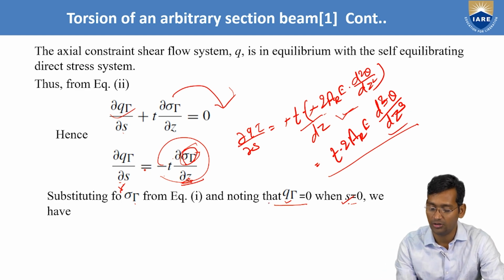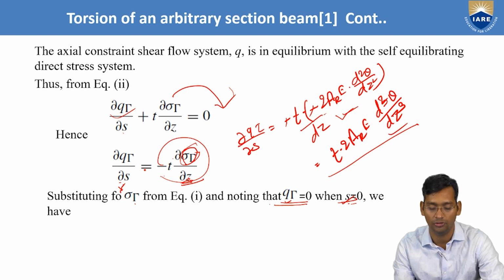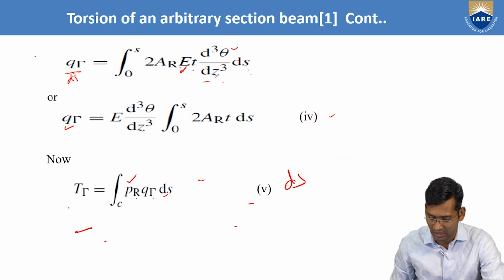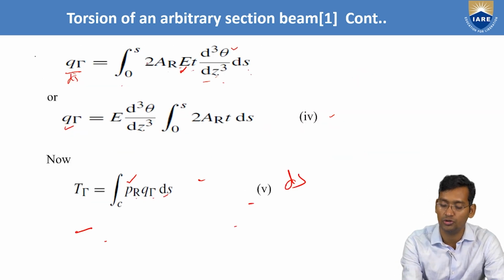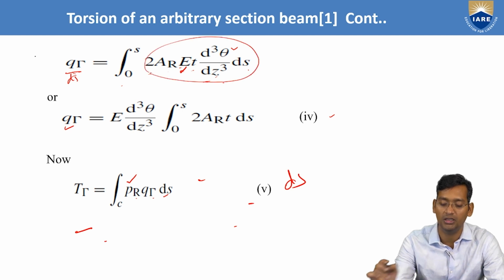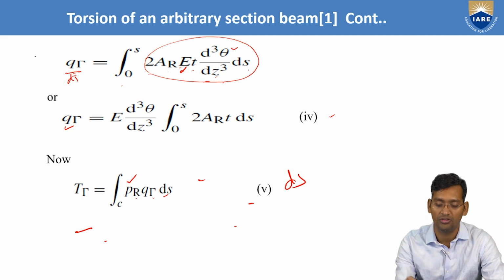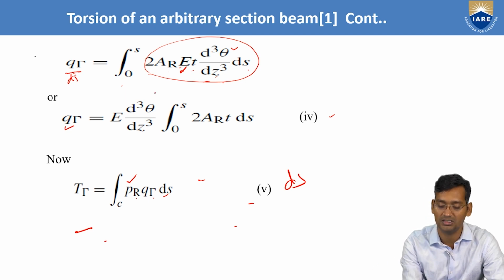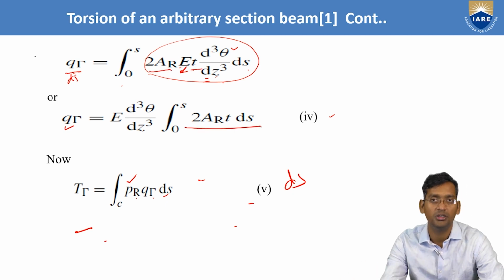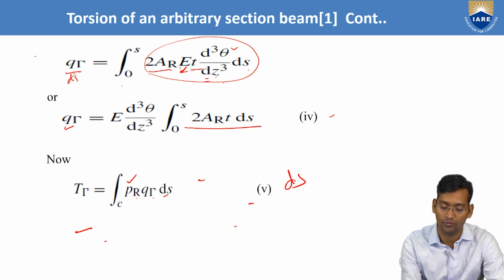Now next condition is what? Noting that q tau is 0 when s is 0, we have, just substitute this and let's see. So q tau is 0 to s, 2AR T dq theta by dzq into ds. Or simply for that we can write, just take these things constant, each constant, this is constant, so what is left inside? 2AR T ds. So 2AR T ds. Now, this is for q tau.